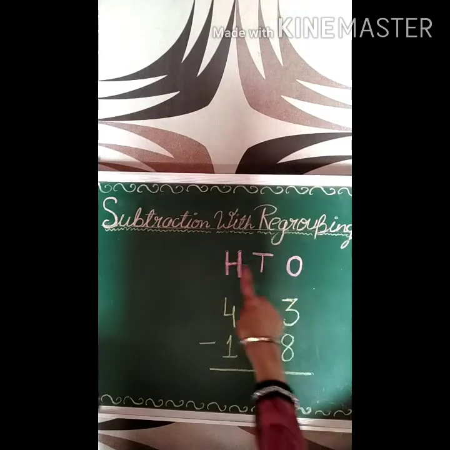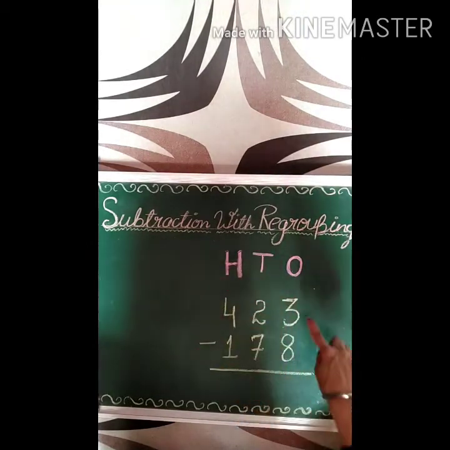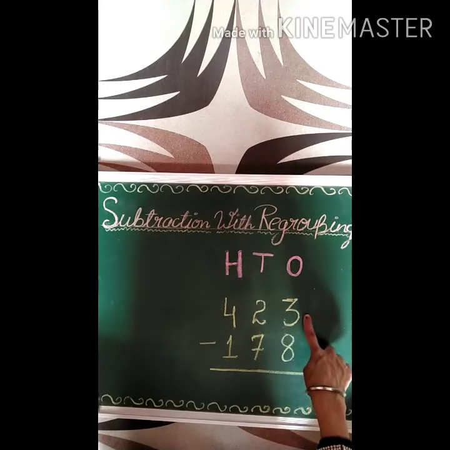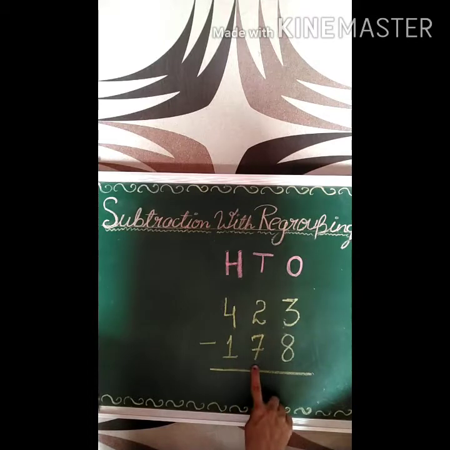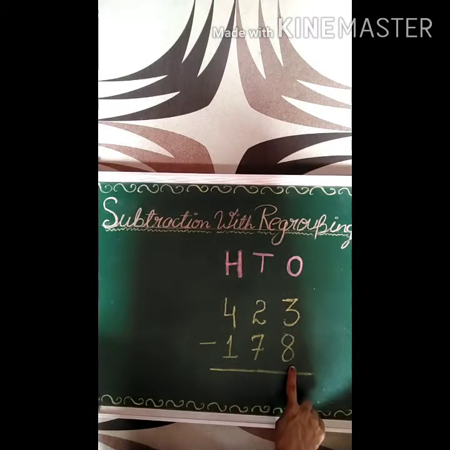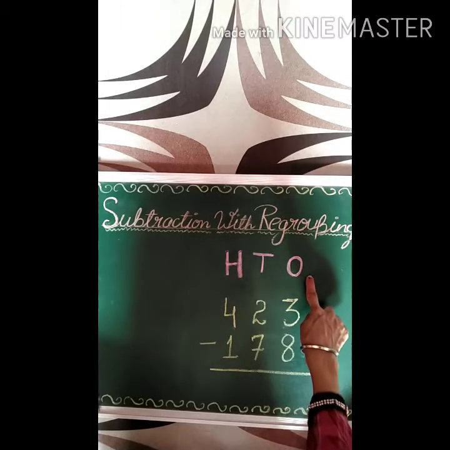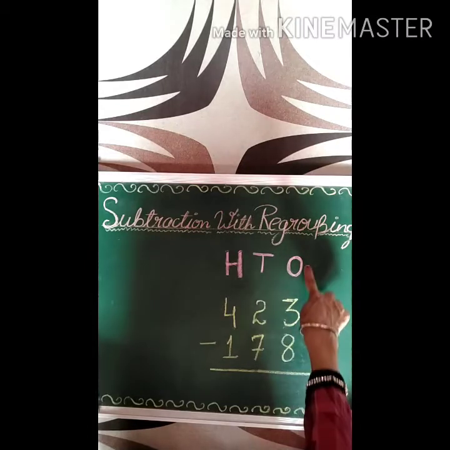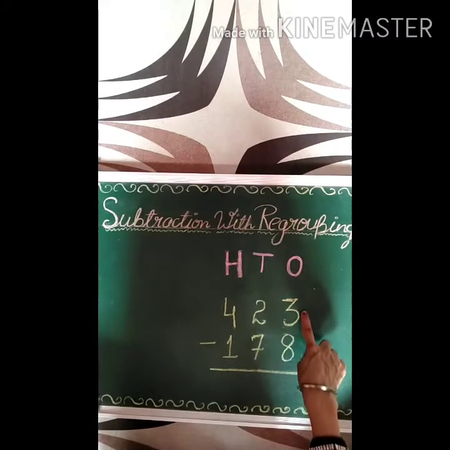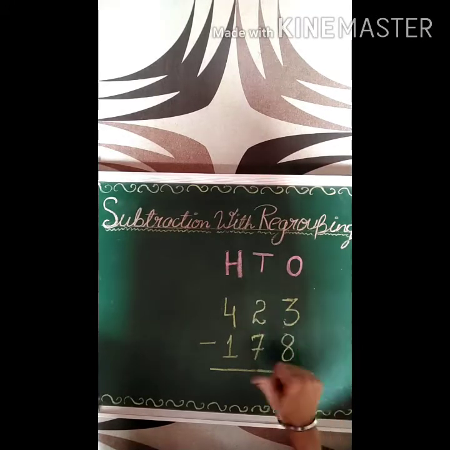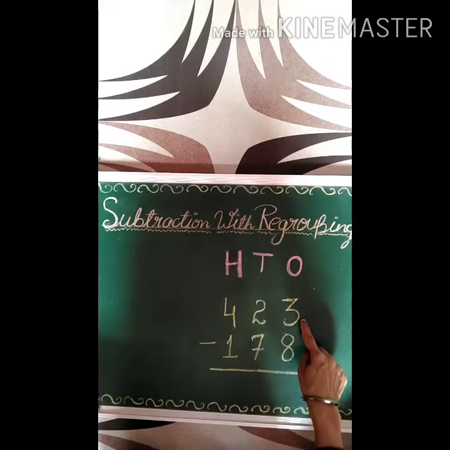Next, we will take an example of 3-digit numbers. 423 is on the top as minuend and 178 is on the floor as subtrahend. Write the place value table on the above side of the minuend. Now start from the ones place. So now see, we cannot subtract at the ones place because 3 minus 8 is not possible. So what will we do?